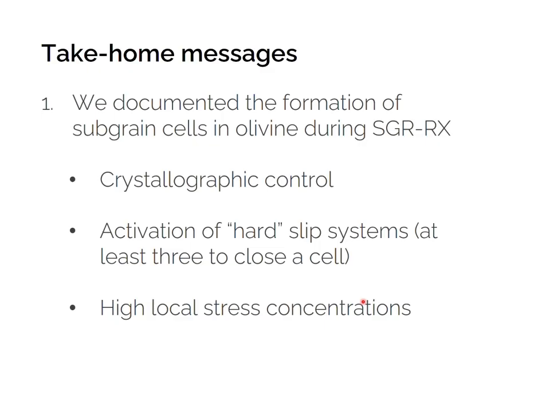So, to conclude, we documented the formation of subgrain cells in olivine during subgrain rotation recrystallization and found that there is a strong crystallographic control and that under current experimental conditions, the activation of at least three different slip systems is needed to form three-dimensional closed subgrain cells. This implies the activation of hard slip systems in olivine and therefore local high stresses. This agrees well with common knowledge as subgrain rotation recrystallization in nature dominates in the low temperature, high stress regimes.